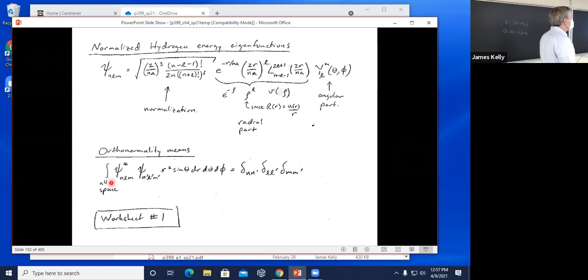That means the integral of psi star with a certain n, l, m index times psi with an n prime, l prime, m prime index, that's an inner product. We've got to put it next to the spherical volume element. But when we do that, and we integrate over all space, we get something that is 1 if n equals n prime, and if l equals l prime, and m equals m prime, but 0 in all other cases. So they're mutually orthonormal, normalized and orthogonal to each other.